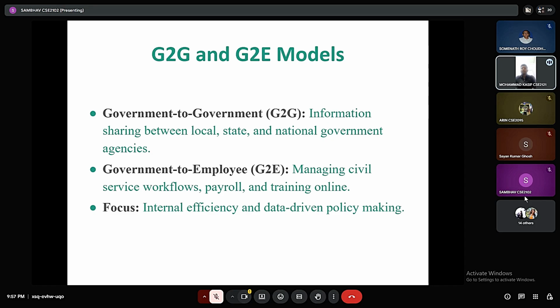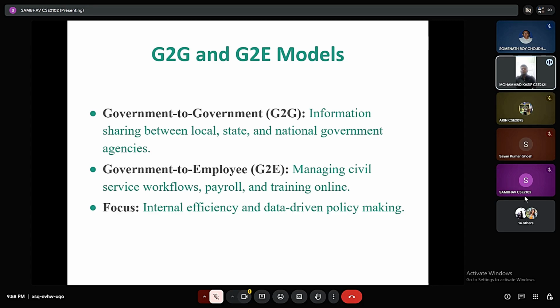The next model is G2G, that is government to government. This model covers digital interaction between government departments and agencies to improve coordination and efficiency. Examples are data sharing between ministries, online file movement and e-office systems, and interdepartmental reporting and dashboards. The goal of this model is faster decision making, reduced duplication and better governance.